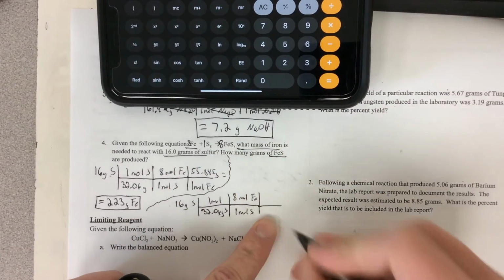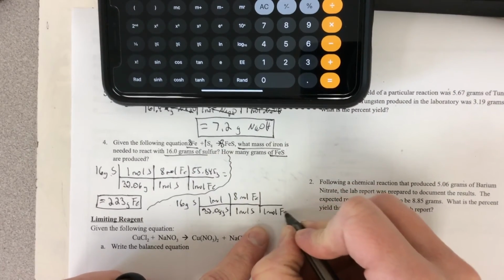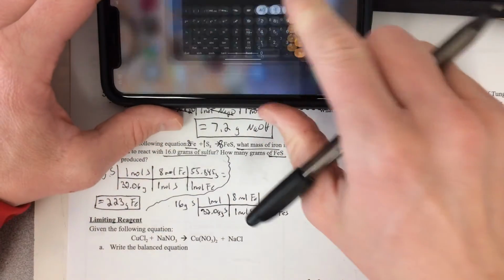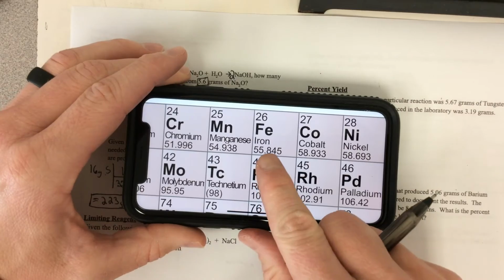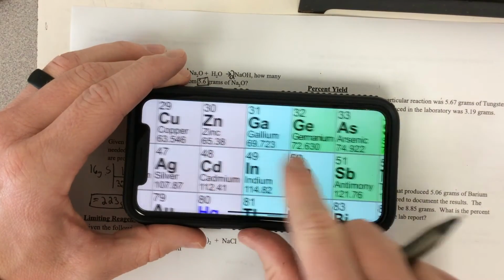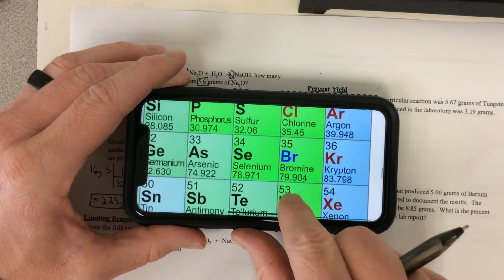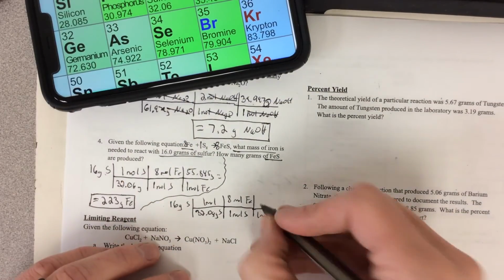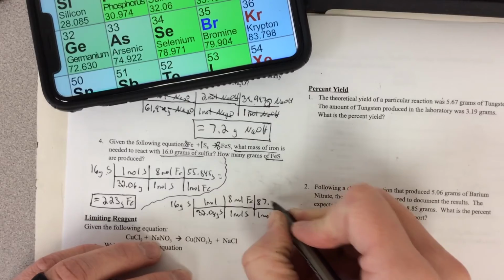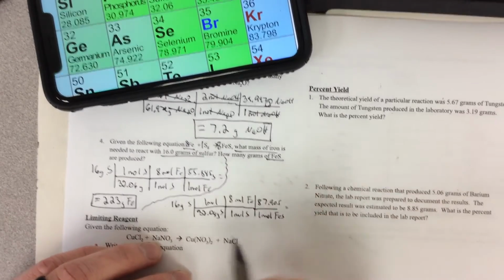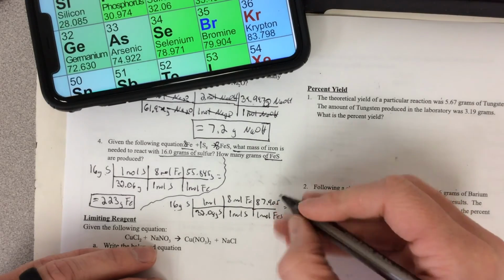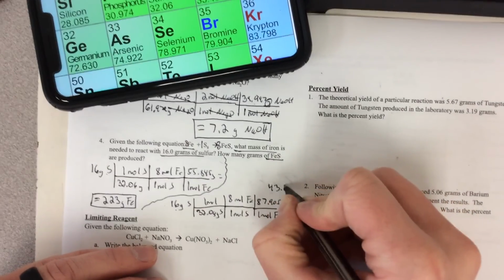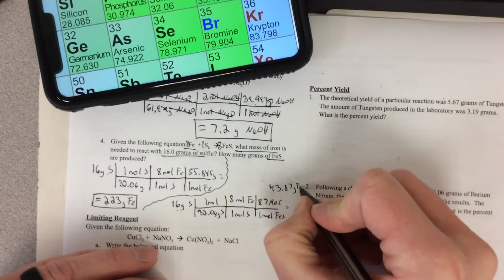And 1 mole of iron sulfide, so we go back to our periodic table, and we're going to add up all of these different totals. So we had 55.845 plus our sulfur, 32.06, gives us a total mass of 87.905. Multiply all the numbers on the top, divide by the numbers on the bottom, for a total of 43.87 grams iron sulfide.